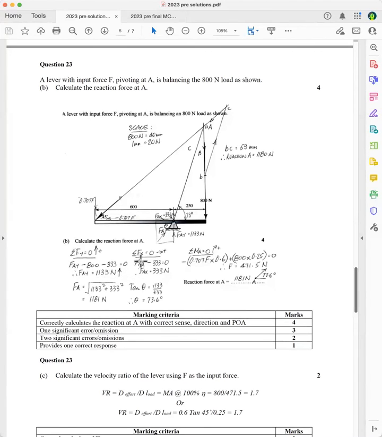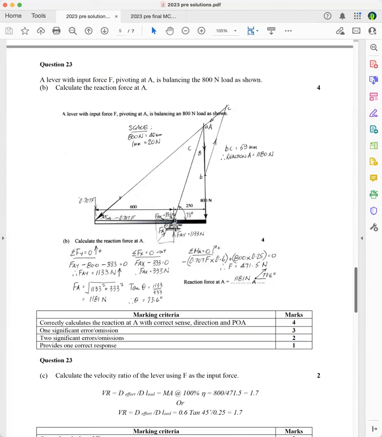Then sum of the horizontal forces equals 0 because it's in equilibrium. So you can see that the horizontal component of that force has to equal the horizontal component of that force because there's no horizontal component to a vertical force. So I've got FAX, I've said it's going positive, minus 333, which will be the same as that because it's 45 degrees. So that equals 0, so therefore FAX equals 333 newtons.